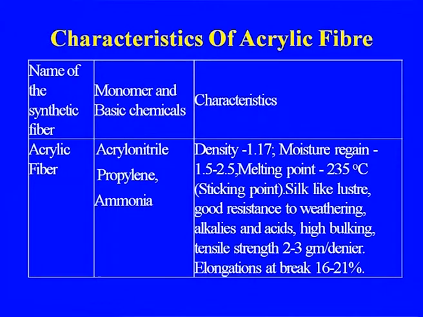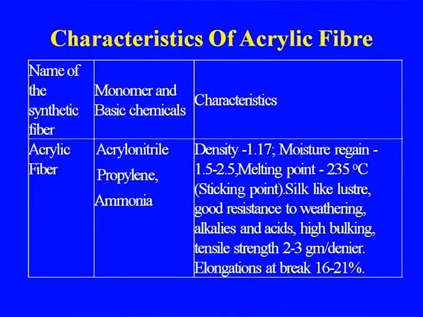These are some of the characteristics which I discussed about the acrylic fiber. Here the monomer and basic chemicals are acrylonitrile, propylene and ammonia, using the ammoxidation of propylene as the technology. The characteristics are: density 1.17, moisture regain 1.5 to 2.5, melting point around 235 degrees centigrade, silk like luster, good resistance to weathering, alkalis and acids, and high bulking, which is a property also found in woolen material.